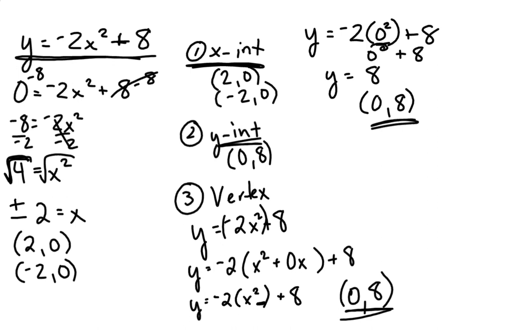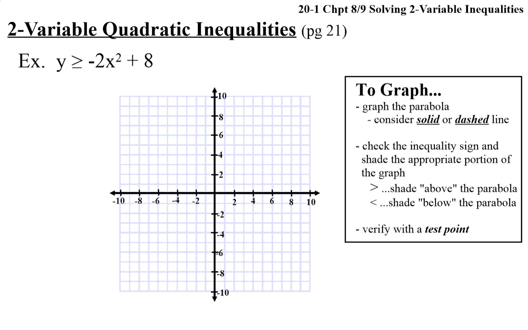So there's all kinds of things we can do. We know, like we just said, intercepts are at 2 and negative 2. Our y-intercept was at (0, 8), not (0, 7), but (0, 8). There's enough information to do a nice sketch of our parabola. But now, once we've graphed, now we need to check the inequality sign and shade appropriately.